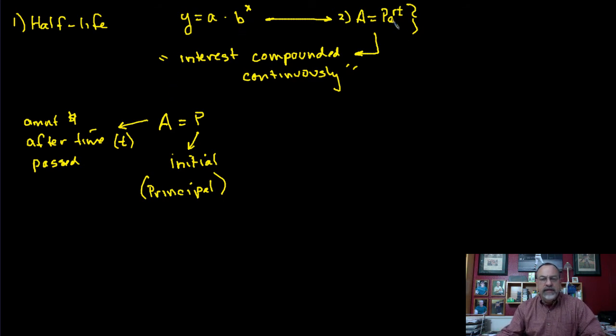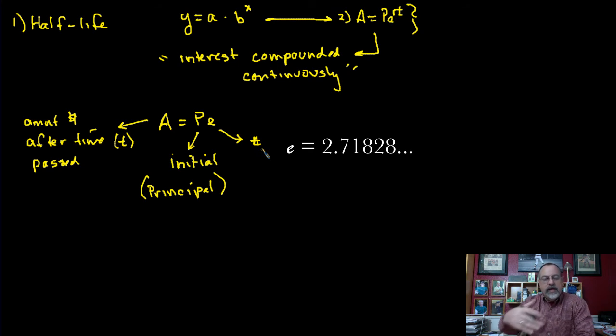The B is taking the place by the letter E. Now E here is not a variable. E is a number. It's actually a number like pi. It's an irrational number. That number is 2.718, I think, or something like that. It goes on forever and never repeats. So E is not a variable. E is a number, and E is my growth factor. So E is taking the place of the B. So we have those parts.